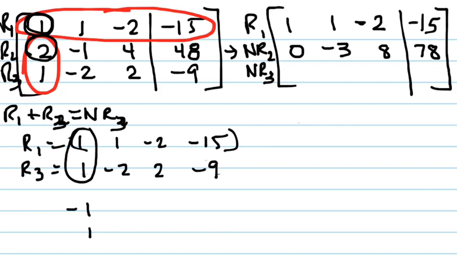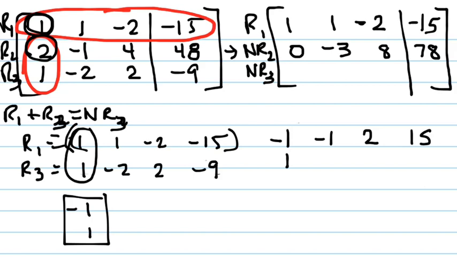So all I'm going to do is change the signs in row 1. But if I change one sign, that means I have to change them all. So it becomes negative 1, positive 2, positive 15. Row 3 is going to stay the same, right? Because I wanted a negative 1 in the top and a positive 1 in the bottom. So negative 2, 2, negative 9.